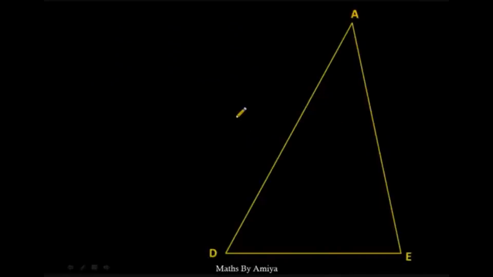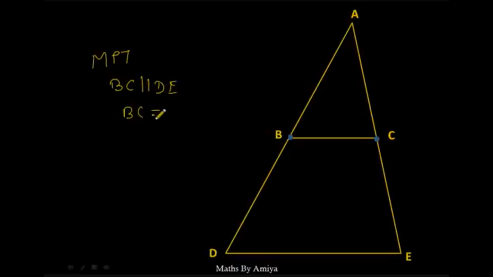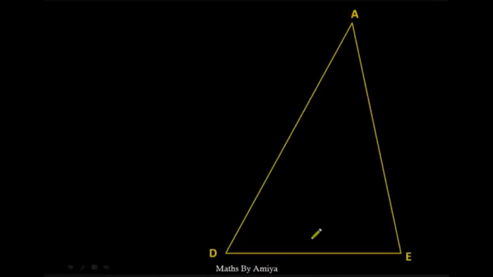The first figure we have is ADE as a triangle. The second important thing is that B and C are the midpoints of the respective sides. Third is the line joining BC. So by applying the midpoint theorem, we know BC is parallel to DE and BC is half of DE. We have worked on the midpoint theorem.